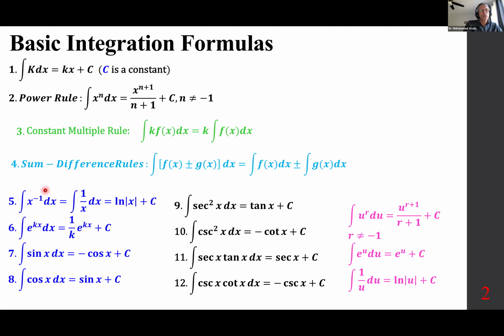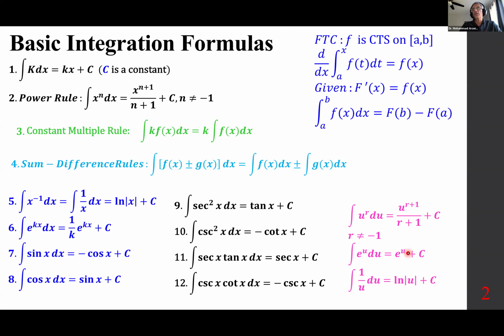X to the power minus 1 is the same as 1 over x. The integral is the natural log. The integral of e to the power of kx: for differentiation and integration, they are the same, except in the case of differentiation, we multiply by k. Integration, we divide by k. Sine gives you minus cosine. Cosine gives you sine, so on and so forth.